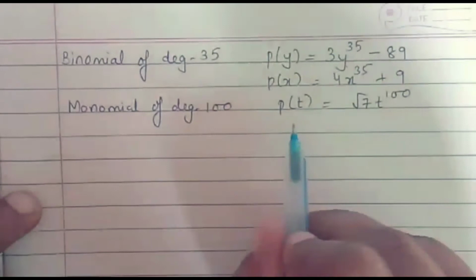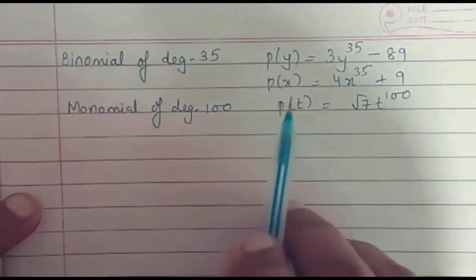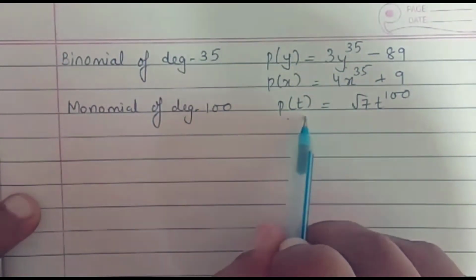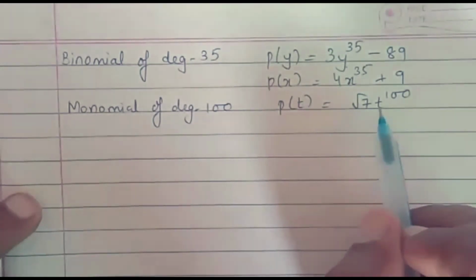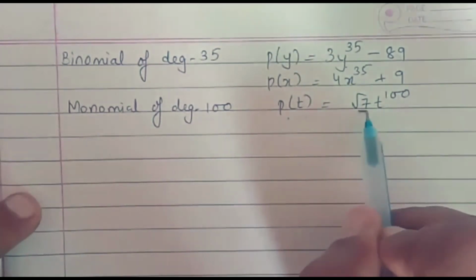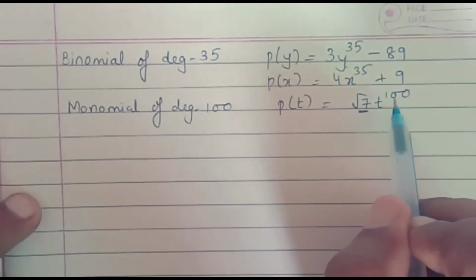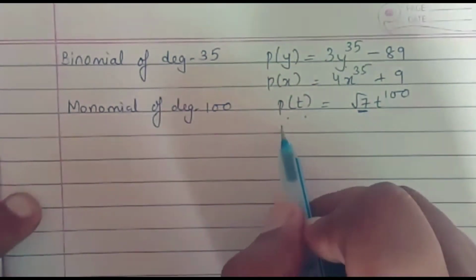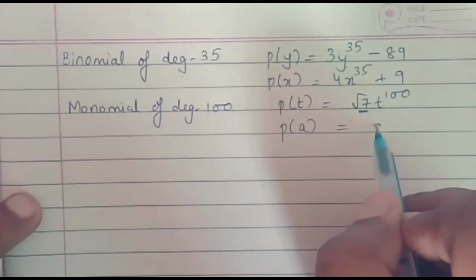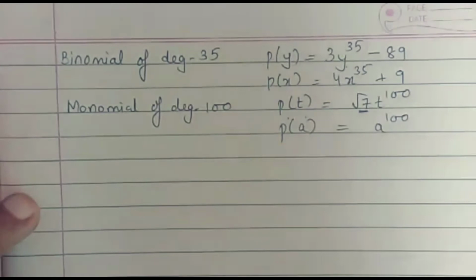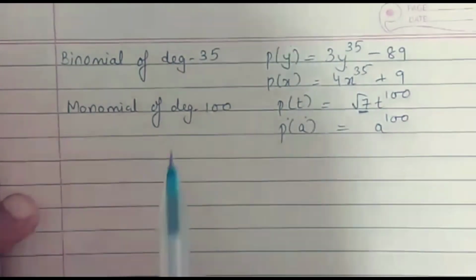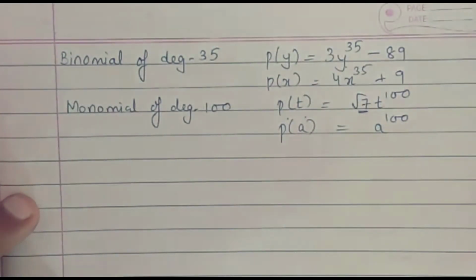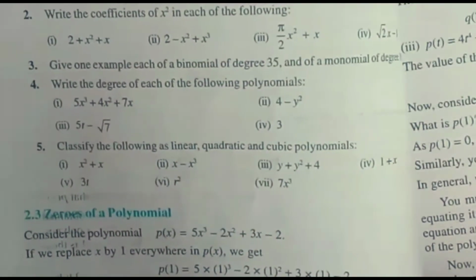Anything. Same way, a monomial with degree 100 is p of t, meaning a polynomial with variable t, which is root 7 into t raised to 100. The number can be anything, I told you, but the power of the variable is 100. You can also write p of a is equal to a raised to 100. Simply, only this much, right? This is a monomial having a single term, and so this will be the answer. Let us see the next question now.